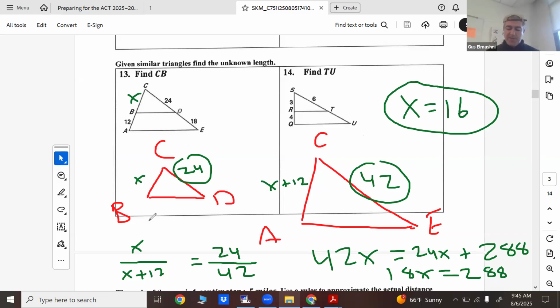Interestingly, the problems on the next page are actually a little easier. I don't know, seems kind of interesting, but we're gonna keep moving. Any questions so far? Nope. All right, let's keep moving. But that's what you have to do. You're looking at sides that correspond to each other.